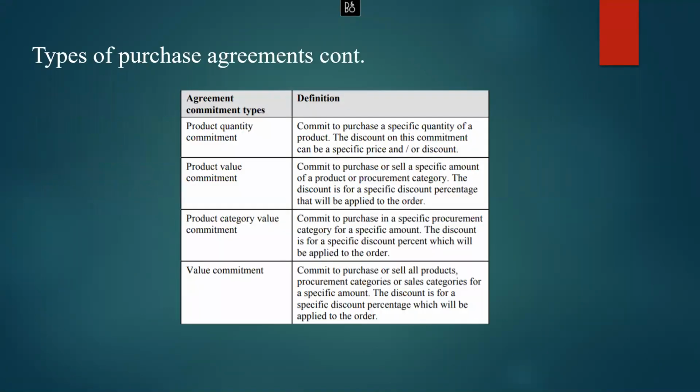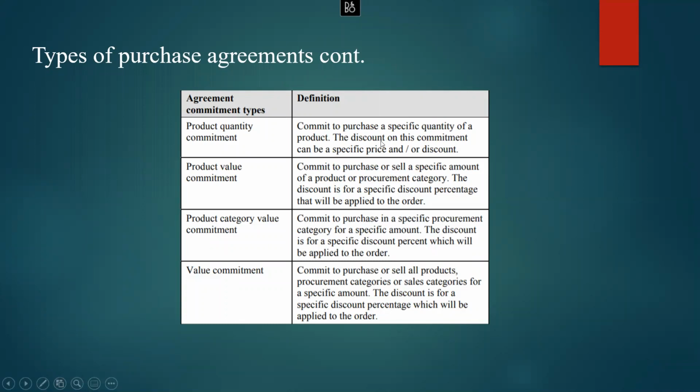Product quantity commitment means you are committing to buy a specific quantity. Product quantity and product value both mean you are talking about a single item number, a specific product that you are going to buy. In the case of product quantity, it means a specific product and a specific quantity. Let me say I'm going to buy iPhones, 100 units. So this is the product quantity commitment.